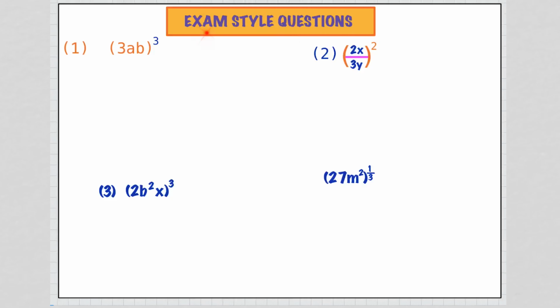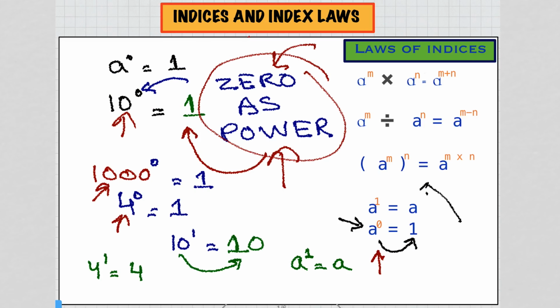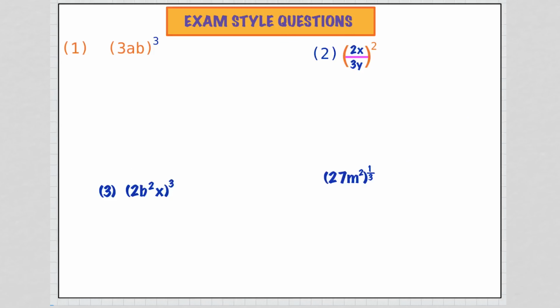Now I'm going to do exam style questions using the laws of indices we have learned so far, and I'll show you all these 4 exam style questions. The first one, 3ab to the power 3. What we do in this one, we use indices law 1, the law which I just explained to you. You need to apply this power to all the terms inside the brackets. Please always remember, you need to apply this power to every single term inside the brackets.